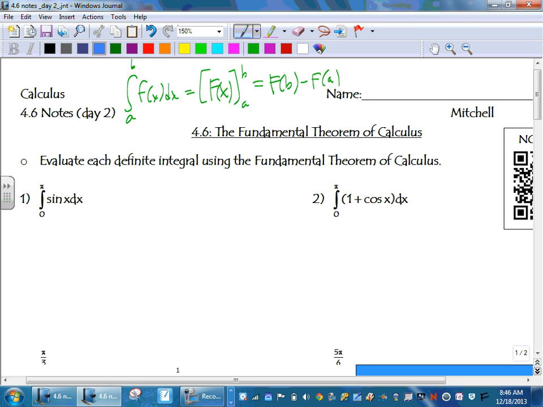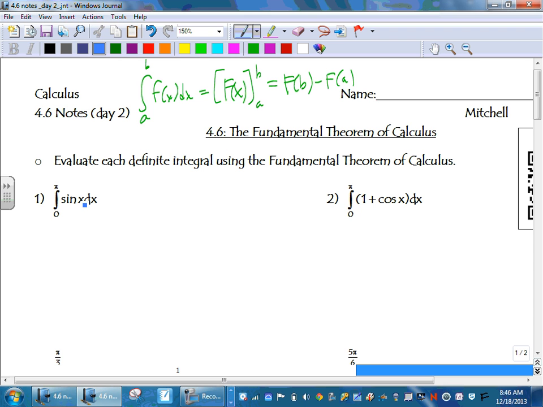So for our first problem, we know the antiderivative of sine of x. We don't have to do anything to change this, no u substitution, no rewriting. We can just do the antiderivative and then evaluate it using this fundamental theorem of calculus. So what is the antiderivative of sine? Antiderivative of sine?